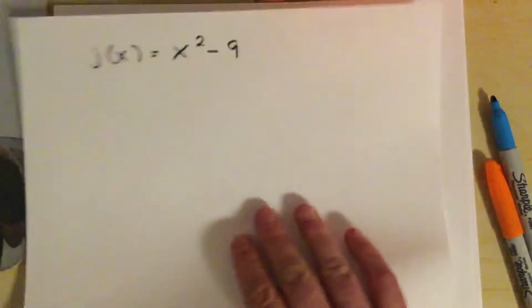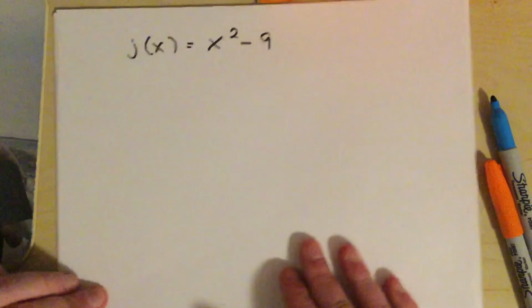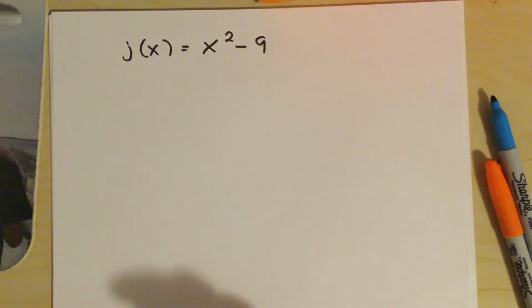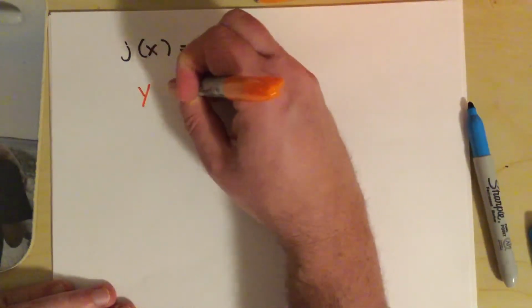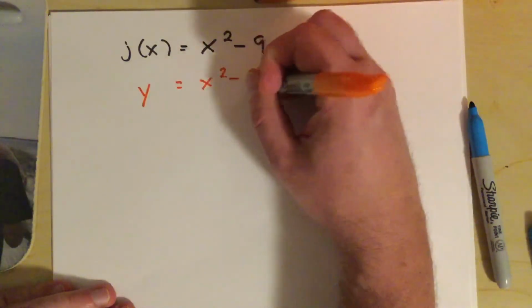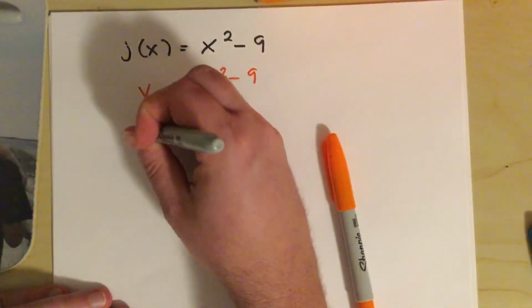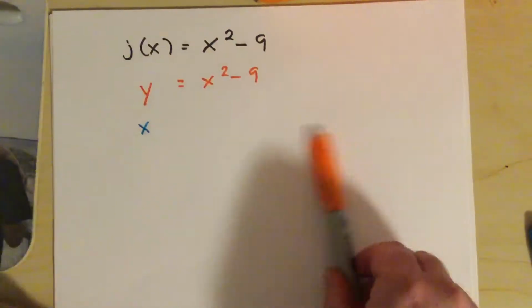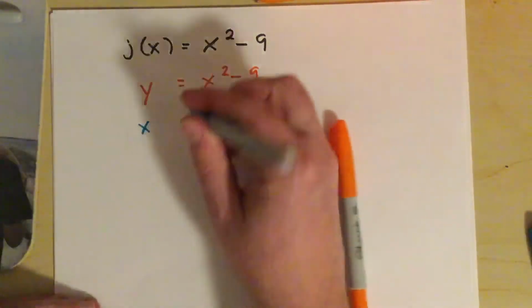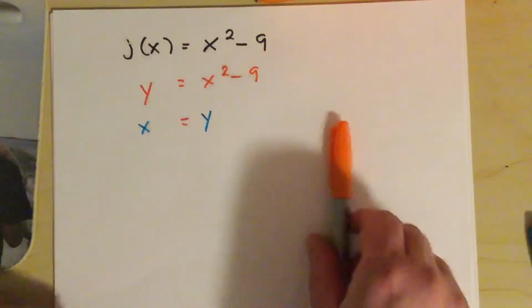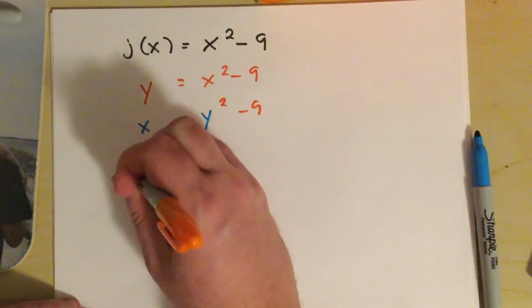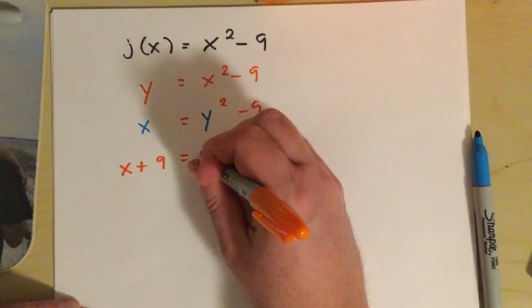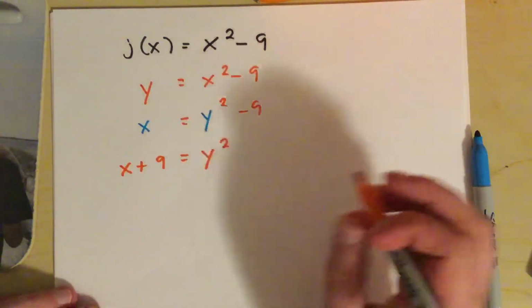That was kind of the same, so I'm going to jump right to this one over here. So what we have here is j of x is x squared minus 9. So y equals x squared minus 9. Switch the x and the y's. X equals y squared minus 9. Bring the 9 to this side. X plus 9 equals y squared.